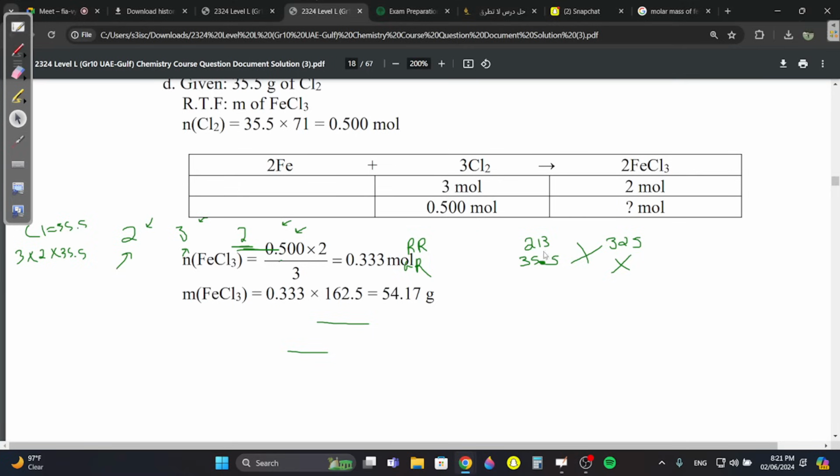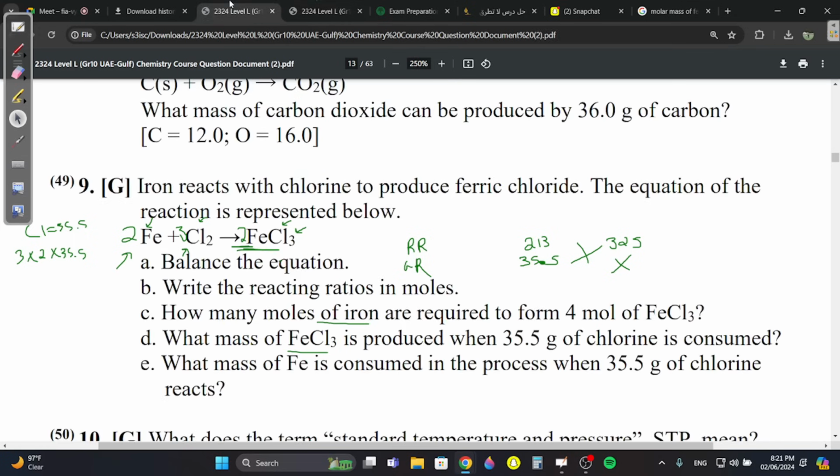They use the moles. 35.5 grams of Cl is actually 0.5 moles. So they put it as 0.5 moles, and then FeCl3 is 2 moles. They cross multiply and they got that X is going to be 0.33 moles. Then they used n equals m over M, and they multiplied 0.33 times 162.5. They got 54.17. Yeah, I guess that works. What mass of Fe is consumed in the process when 35.5 grams of chlorine reacts?